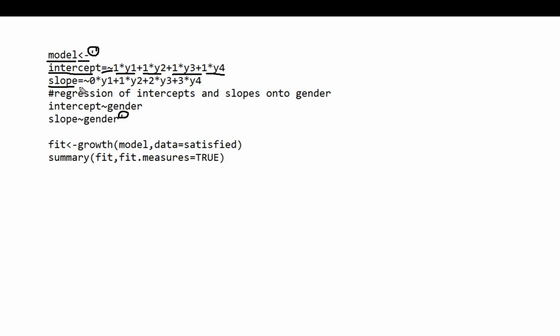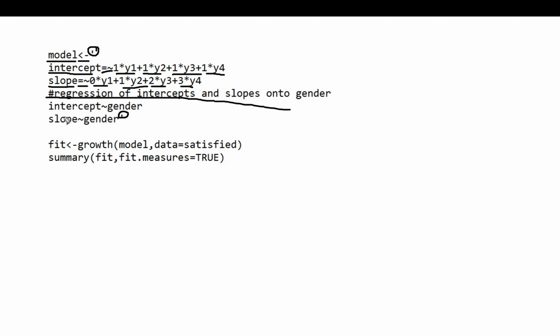And then I'm creating the slope factor. I have my equal sign and tilde. Then 0 times y1 plus 1 times y2 plus 2 times y3 plus 3 times y4. You'll notice that I've added a comment line right here. And instead of writing out intercept plus slope followed by a tilde sign and then gender, I just created separate lines, and this works fine.